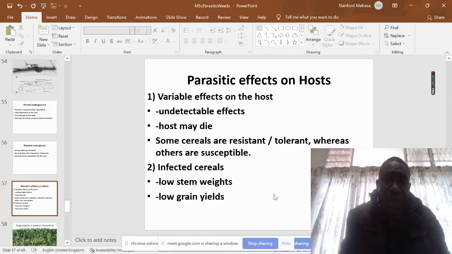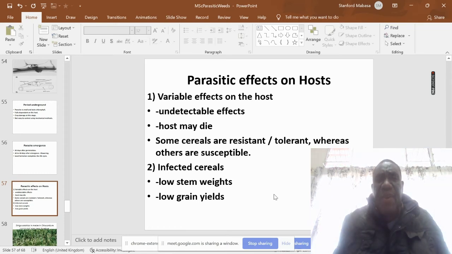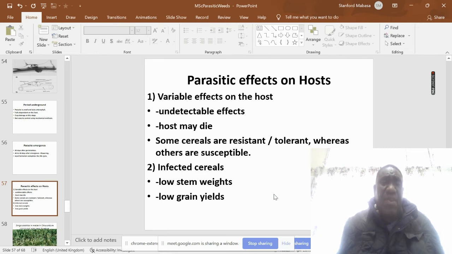Now we want to have a look at the effects of the parasites on their hosts. Parasites are very small, but they can cause a big impact on the host. Number one, the effects could be variable because sometimes they are not detected, especially if the host is resistant or tolerant. But if it is susceptible, the host may die. Number two, infected cereals are characterized by very low stem weights and low grain yield. In fact, sometimes we use the stem weights as an indicator for the impact of the parasite.